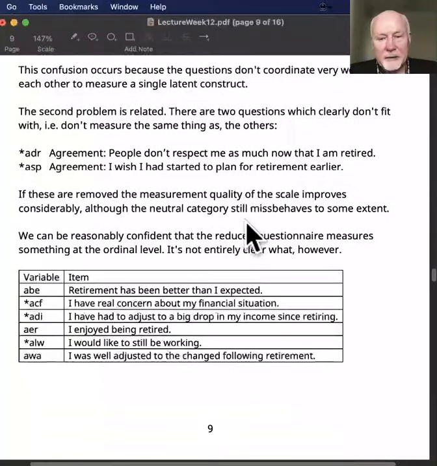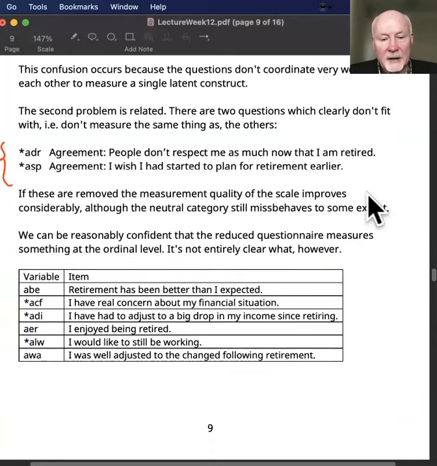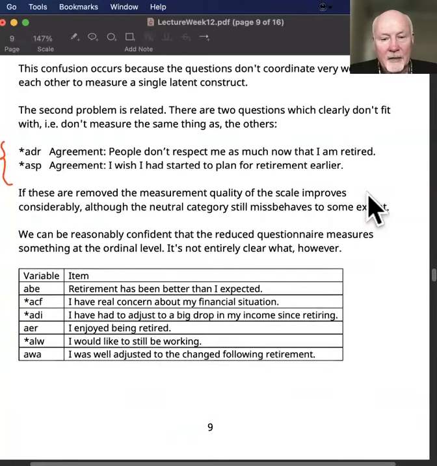And then so that was one set of problems. The other problem was there were two items. These two: "People don't respect me as much now that I'm retired," and "I wish I'd started to plan for retirement earlier." They didn't fit with the others.